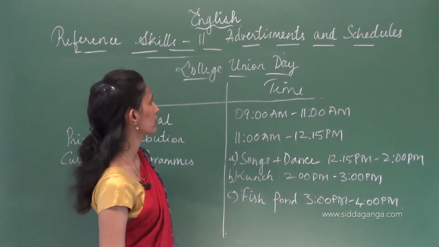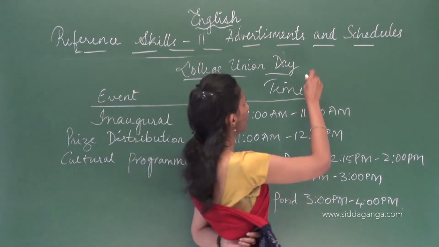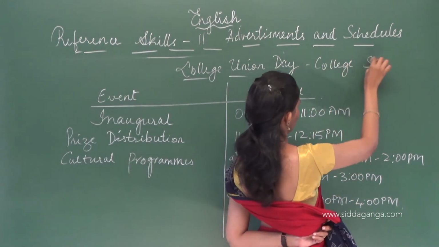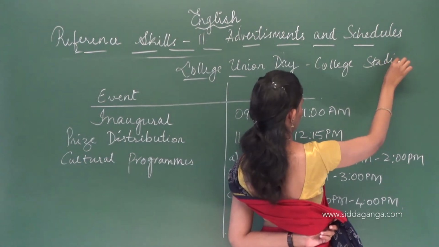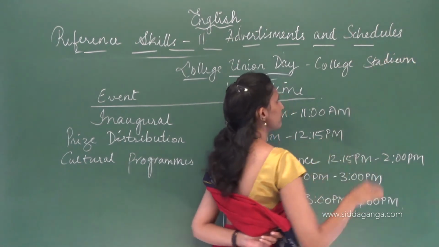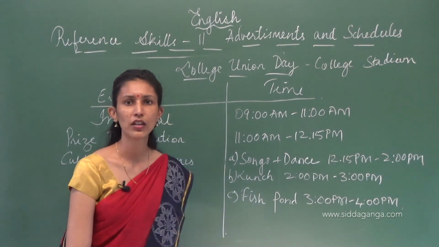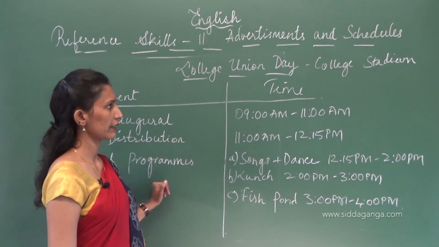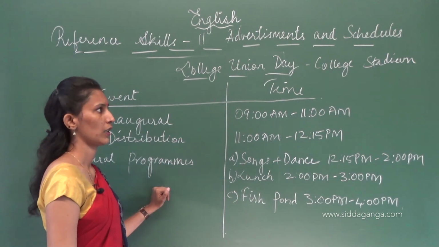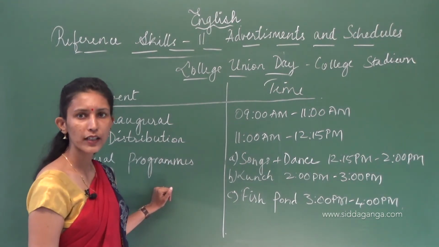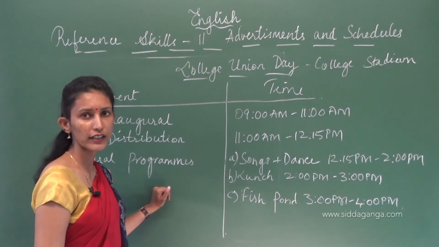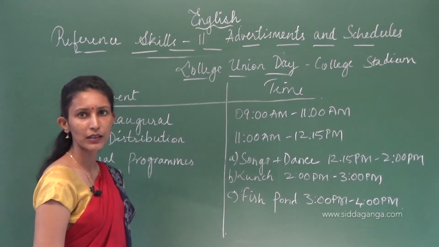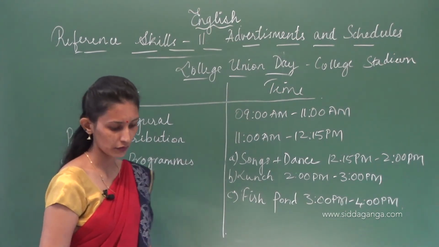Okay, now in case we'll add one more here. What I added is college stadium. If the question is like this for you, mention the venue of the college union day. Where is the venue? College Union Day is at the college stadium. Venue is the place, alright.